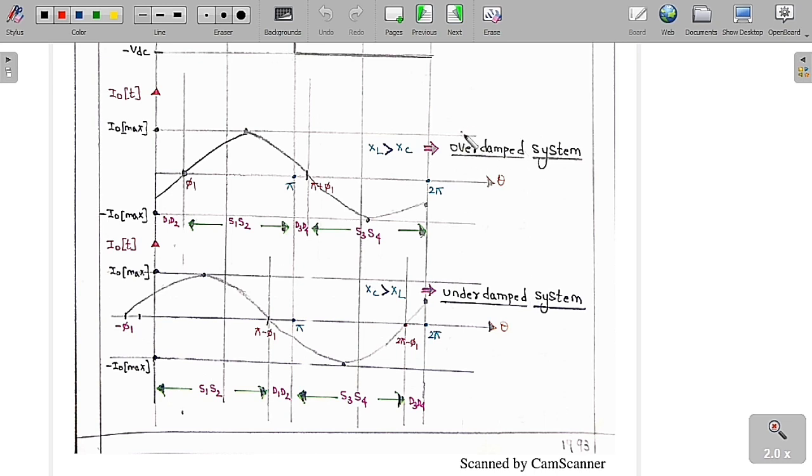An easy way to remember is like OU, Osmania University. The first one is overdamped and this is the underdamped. You can see clearly here also that the maximum value of the output current is plus I naught max and minus I naught max.